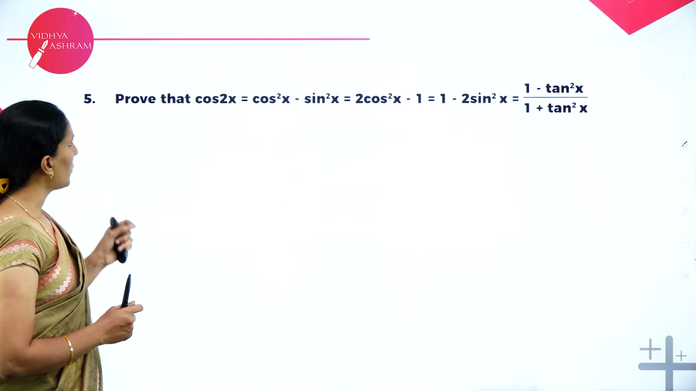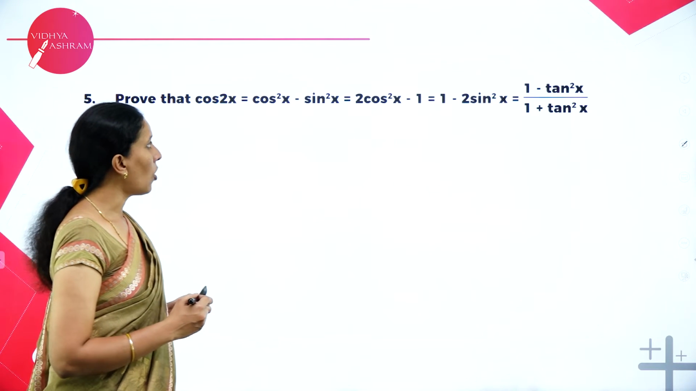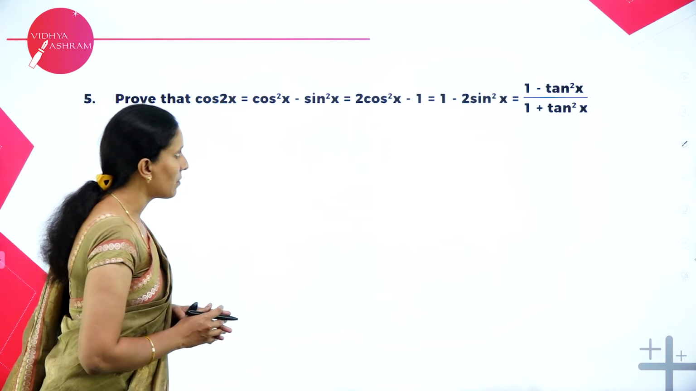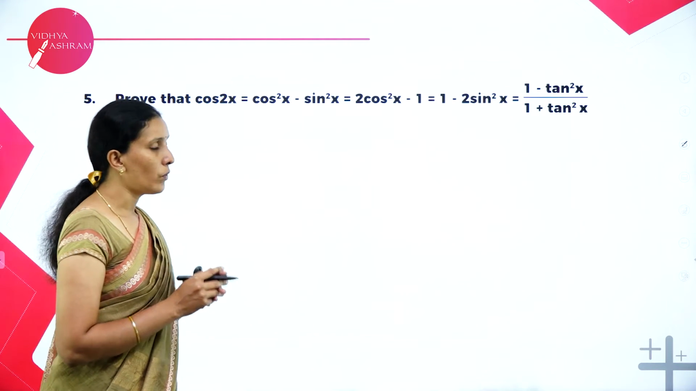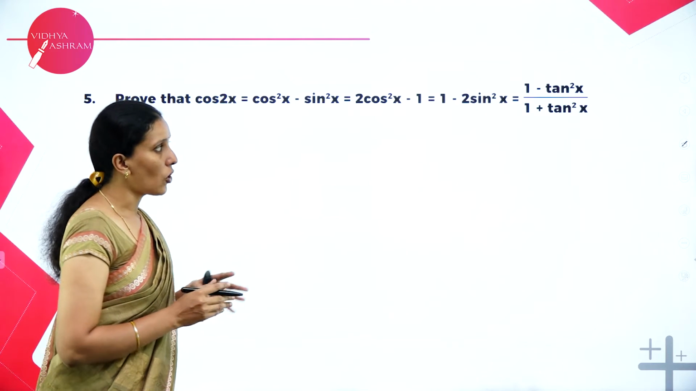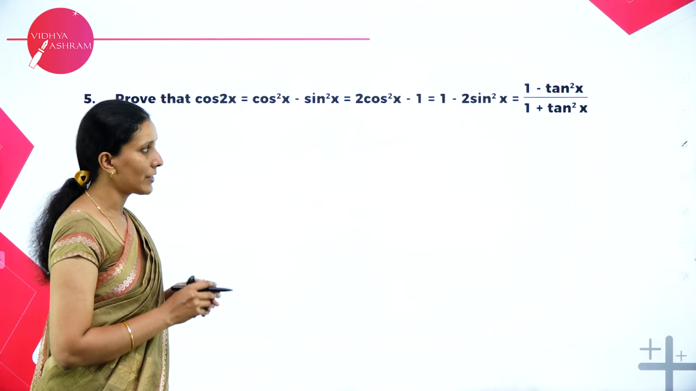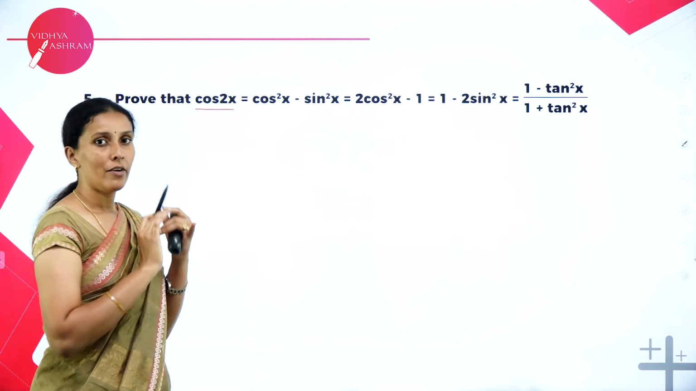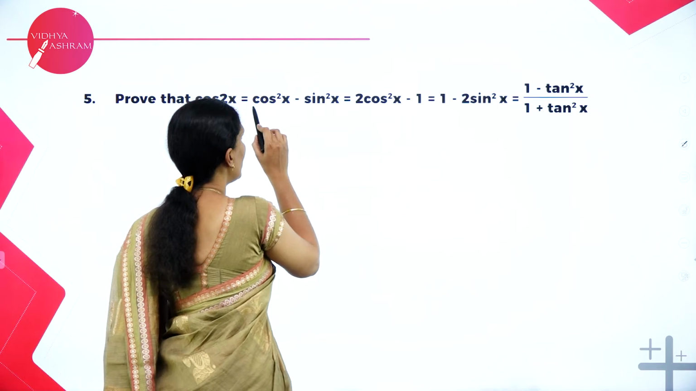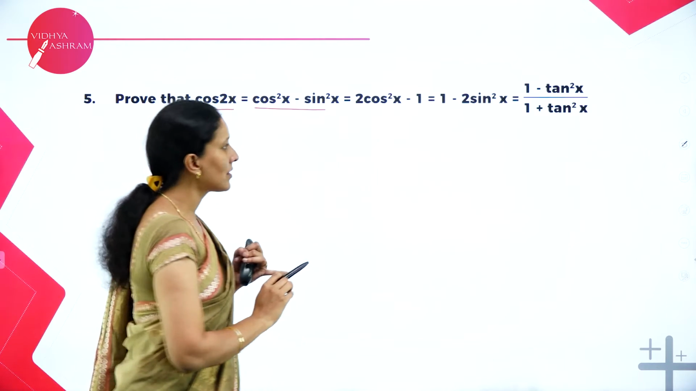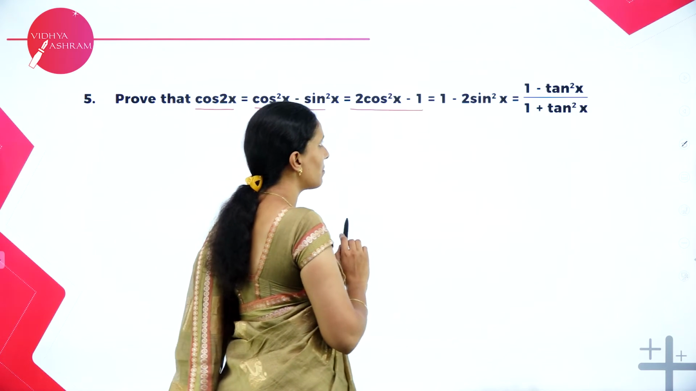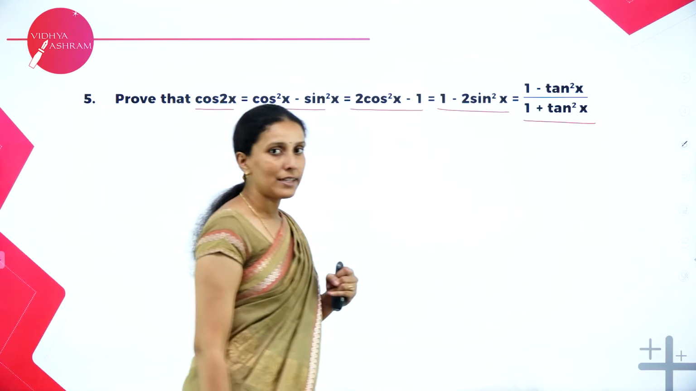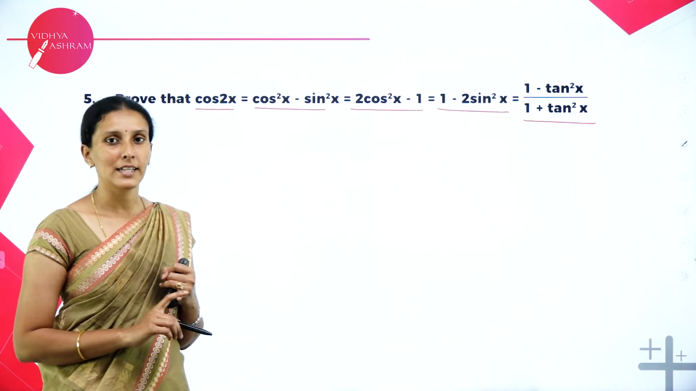So now here prove that cos 2x is equal to cos square x minus sin square x, which is also equal to 2 cos square x minus 1, which is also equal to 1 minus 2 sin square x, which is also equal to (1 minus tan square x) by (1 plus tan square x). So thus cos 2x can be written in 4 ways. First one is cos square x minus sin square x. Second one is 2 cos square x minus 1. Third is 1 minus 2 sin square x. Fourth one is (1 minus tan square x) by (1 plus tan square x).